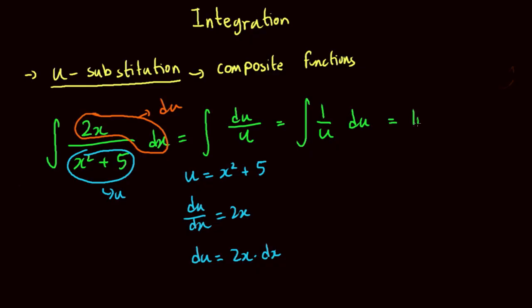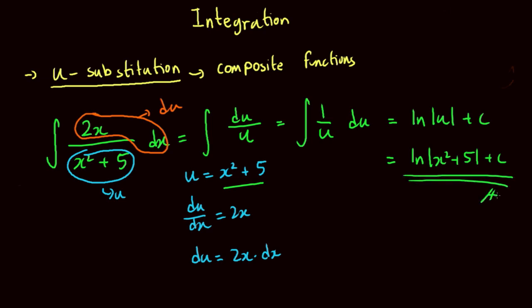So it's just simply ln u plus c. And we know our u is x squared plus 5, so just simply ln modulus x squared plus 5 plus c. So this is our answer basically.